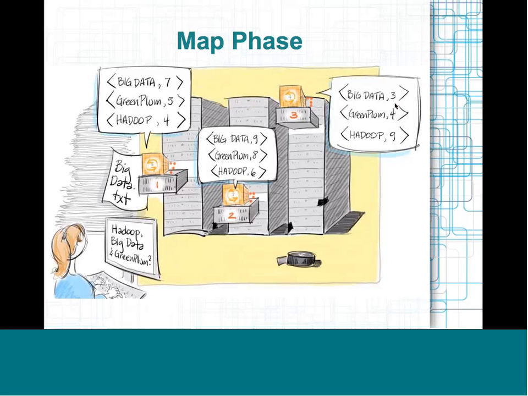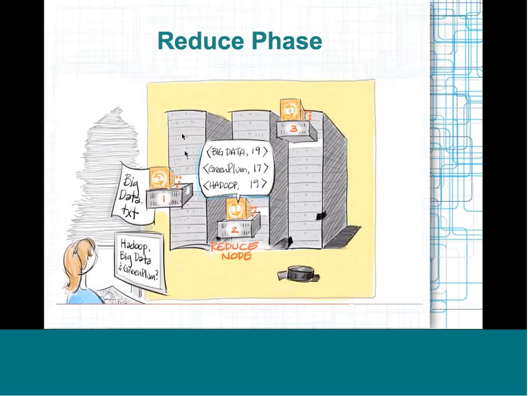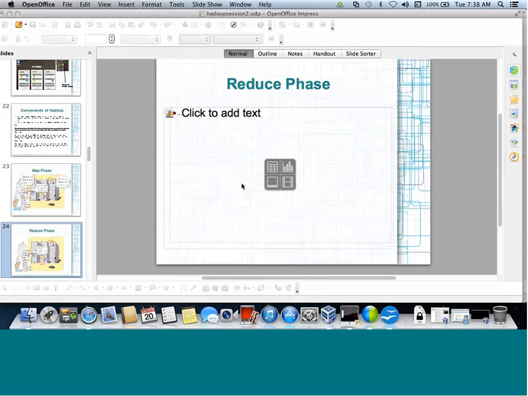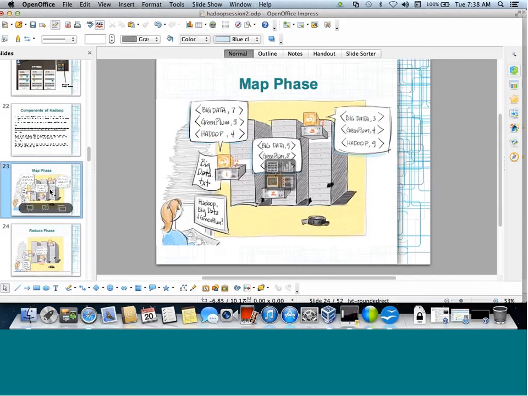In the reduce phase, you will come up with the summarized result. Here you are saying that across all three, big data was 19 times, Greenplum was 17 times, and Hadoop was 19 times. This is the output which is expected. Okay, is this clear? The logic of the map and reduce phase, what happens in word count? Any confusion, you can ask me.